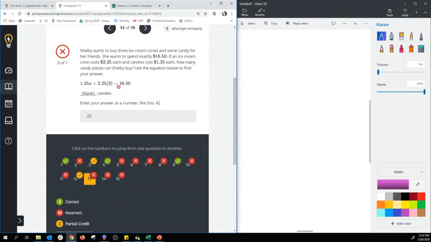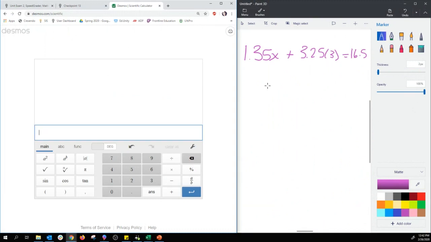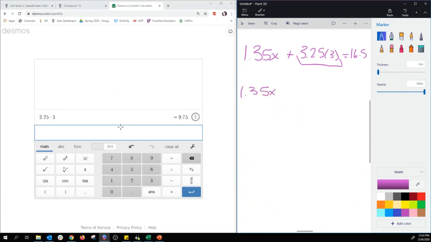Alrighty. Again, on this one, I'm not even going to read the scenario because all we need to do is just solve the equation. So I have 1.35x plus 3.25 times 3, and that's equal to 16.5. So I'm going to first multiply this 3.25 times 3 to give me my numbers. 3.25 times 3. So I have 1.35x plus 9.75 equals 16.5. So now I can solve this, right, with my left and my right side.